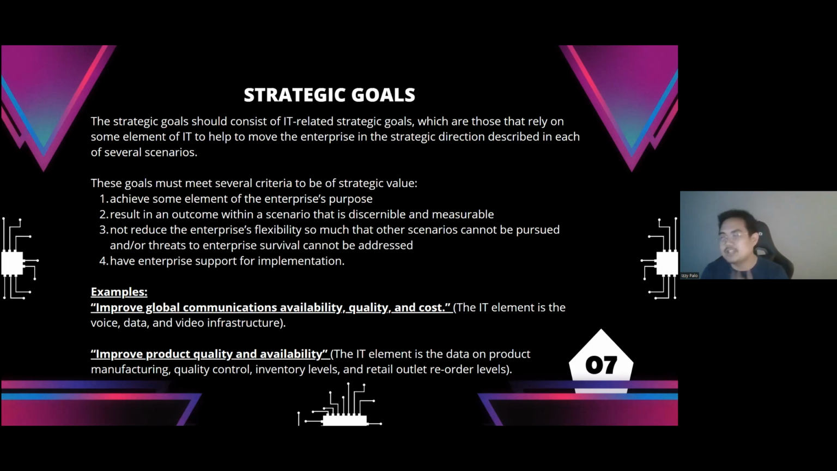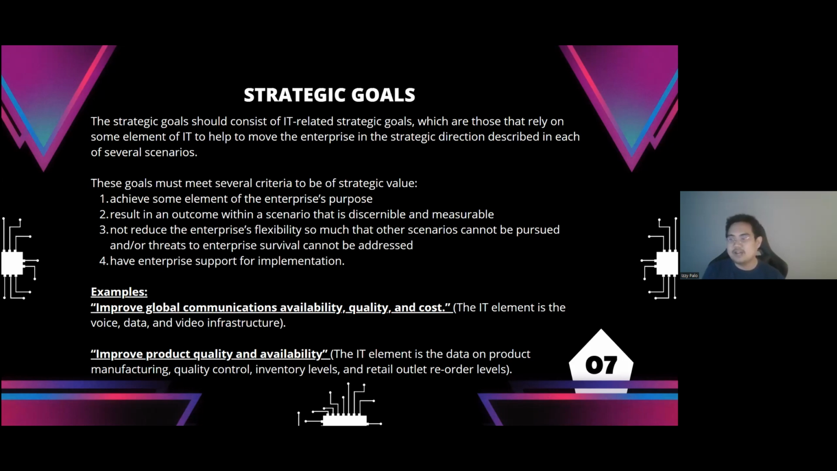So, for example, these are samples of strategic goals. One of them is to improve global communications availability, quality, and cost. This goal states that the IT element is the voice, data, and visual infrastructure. As I've said earlier, a strategic goal should have some element of IT. It should also achieve some element of enterprise purpose, for example, maybe the business wants to provide products that are available, low cost, and of good quality.